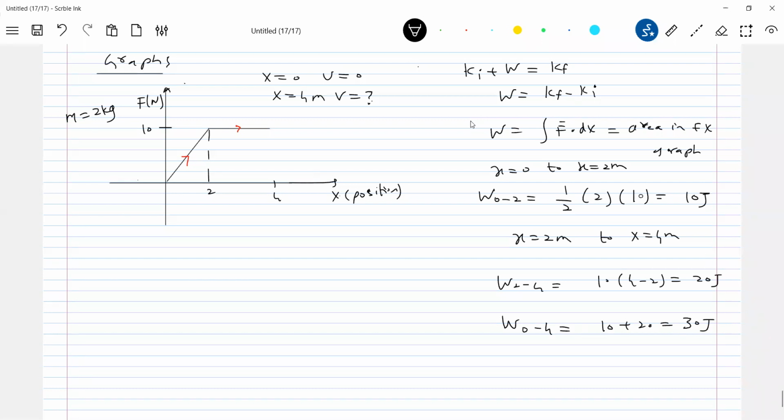Now we know the work done. I'll substitute it here. Work done is equal to 30. Take the formula, the work-energy theorem. So this is 30 joules, equal to the kinetic energy of the particle at 4, which is what we have to calculate, no? And initially it was at rest, so put 0. So we get half into 2 into V squared equal to 30, so V is root 30 meter per second.